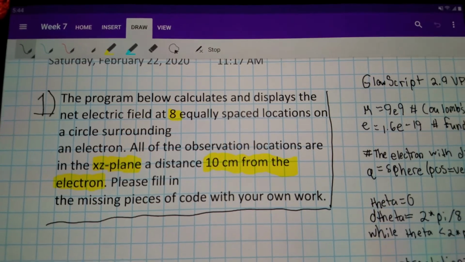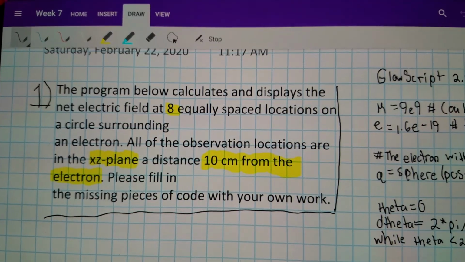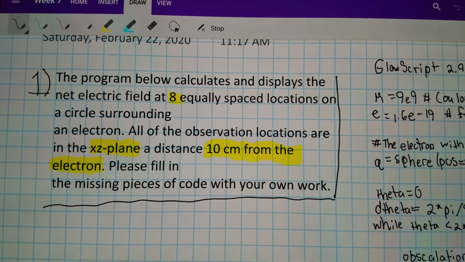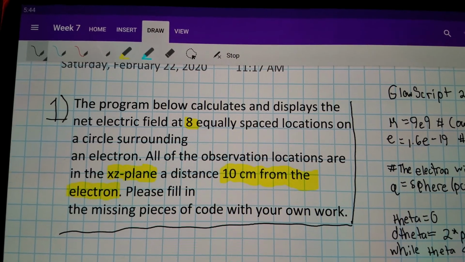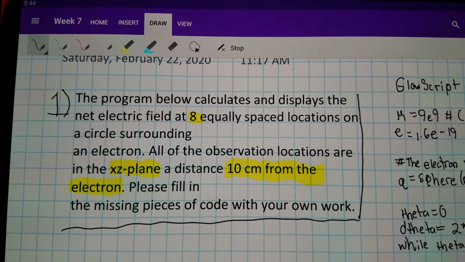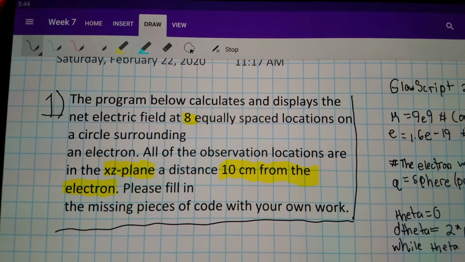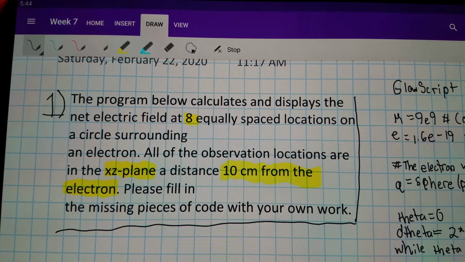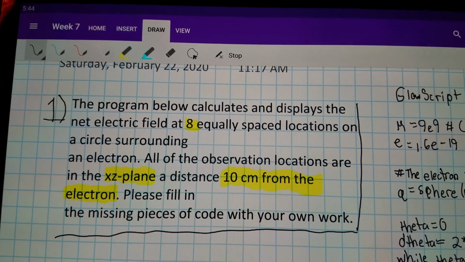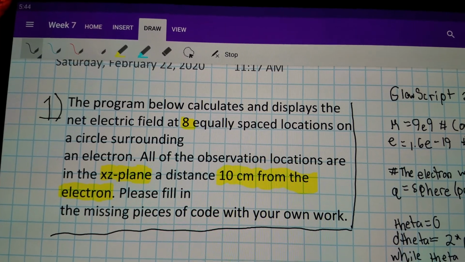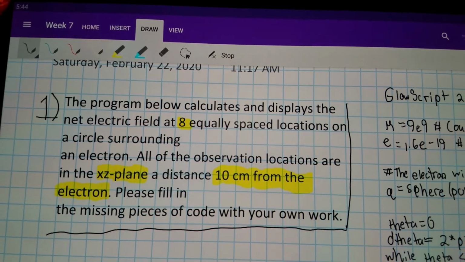Okay, so today I was going to review problem number one. That is a coding problem for Physics 2. The problem states that the program below calculates and displays the net electric field at 8 equally spaced locations on a circle surrounding an electron. All of the observation locations are in the XZ plane, a distance 10 centimeters from the electron. Please fill the missing pieces of code with your own work.